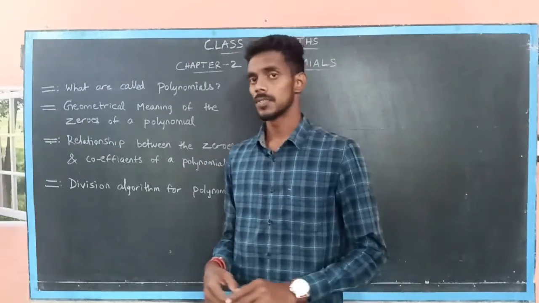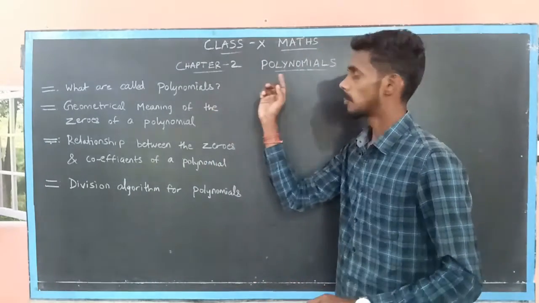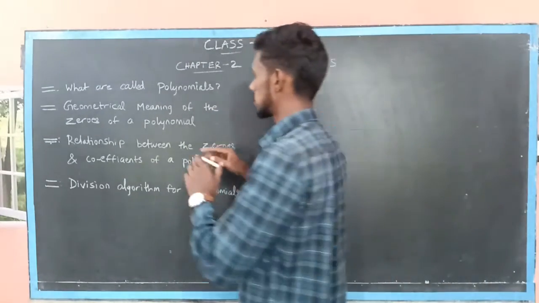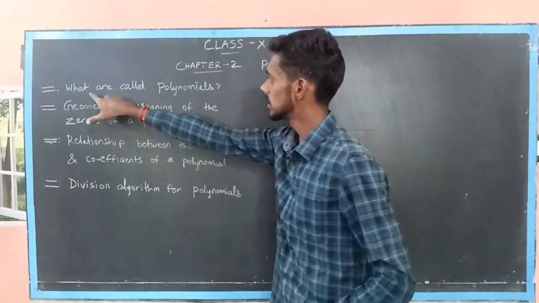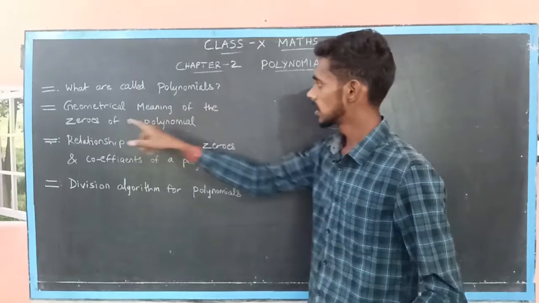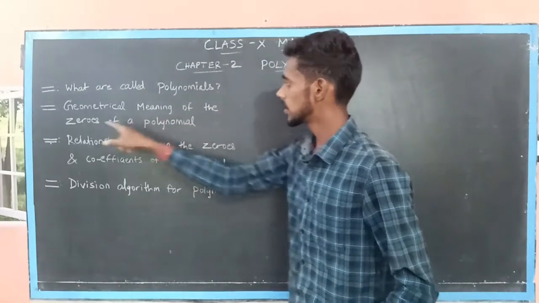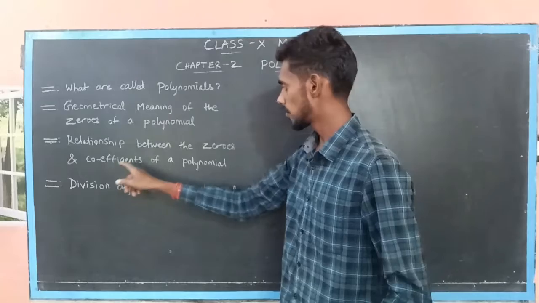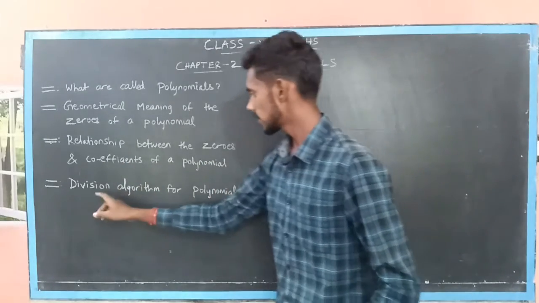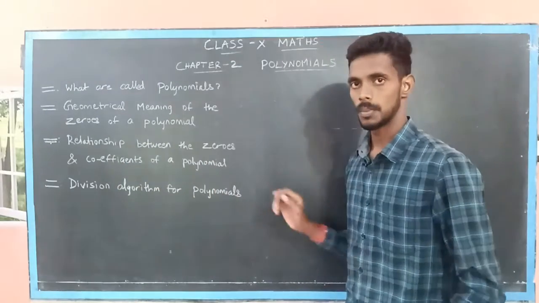Students, next we are going to see chapter 2, polynomials. So this is the synopsis of chapter 2. In this chapter we are going to see what are called polynomials, then the geometrical meaning of the zeros of a polynomial, then the relationship between the zeros and coefficients of a polynomial, and the division algorithm for polynomials.